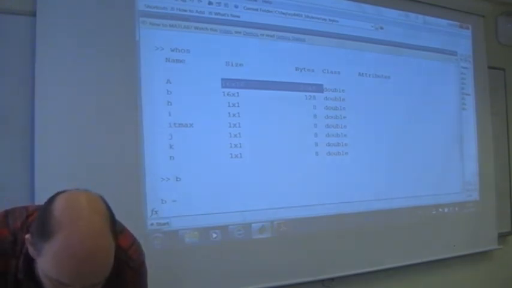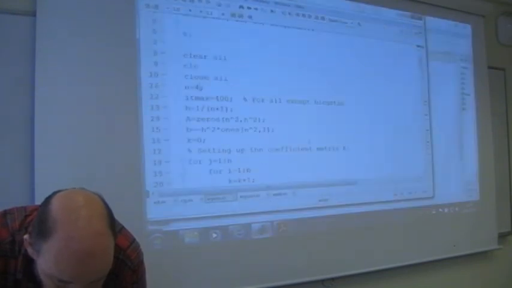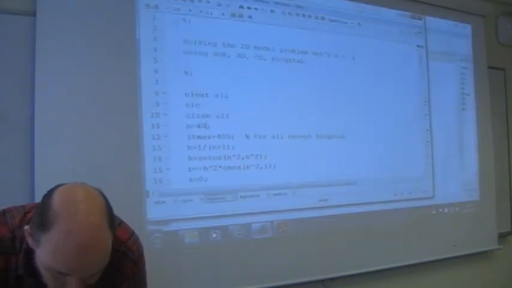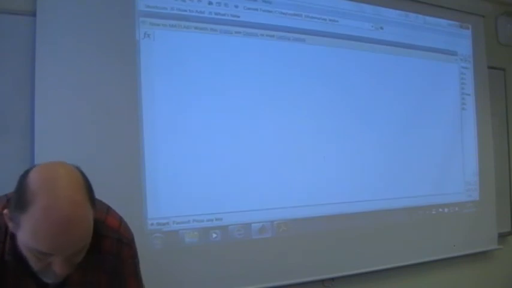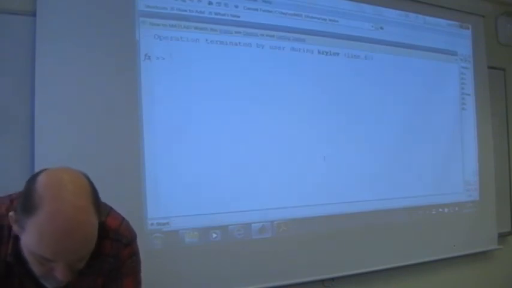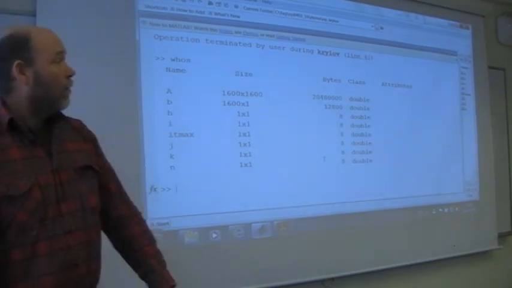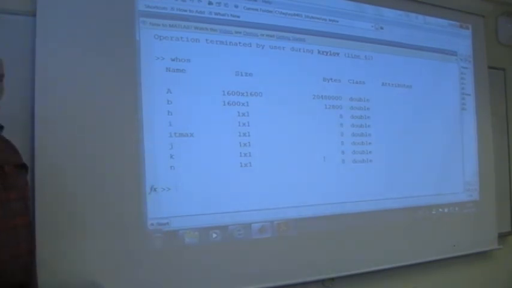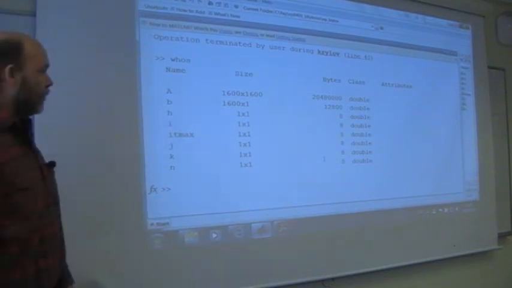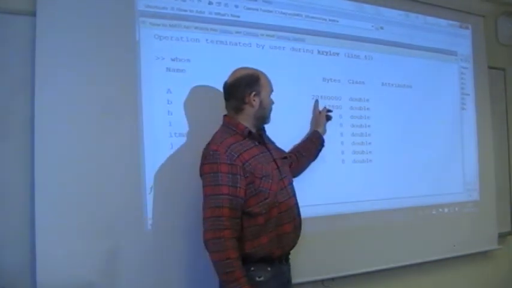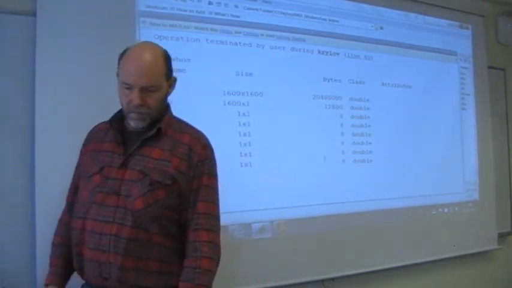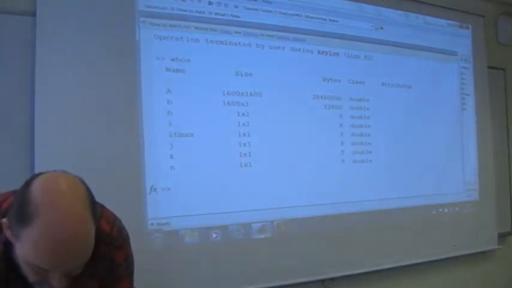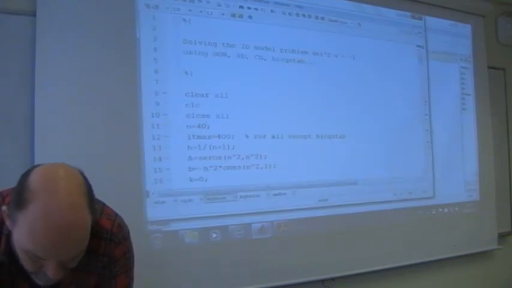So if we now increase our problem, say 40, and clear, and whos. So I have a 40 by 40 problem. So then it should be 1600, and then the coefficient matrix will be a 1600 by 1600. And you see the memory is really getting there. And of course, I don't remember how much memory I have on this one.